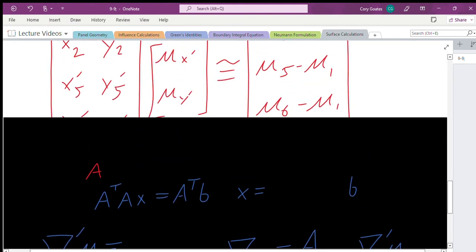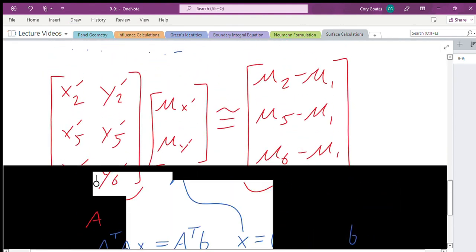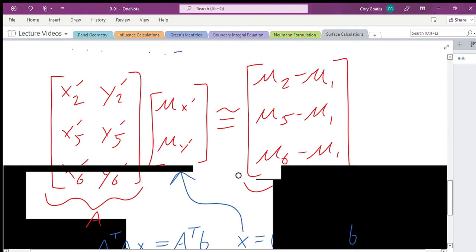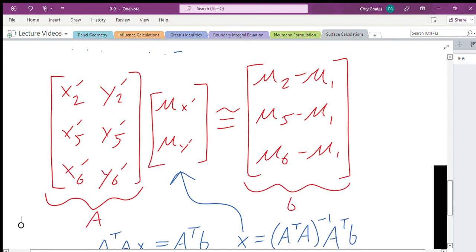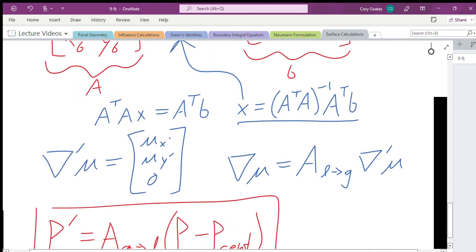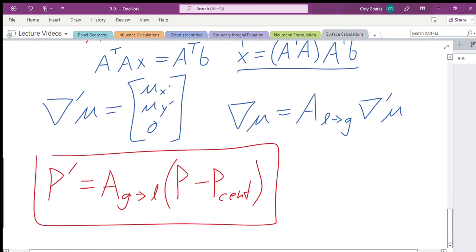Once you've got those, you plug them into your matrix equation here. And then doing that, you can run through all this, you can solve it, you get out your gradient of your doublet strength in local coordinates, transform that to global coordinates, and that will be your velocity. Okay, we're going to assume that velocity is constant over each panel, so you're going to loop through each panel. For each panel, assemble this least squares system, solve it, and use that to calculate the velocity.